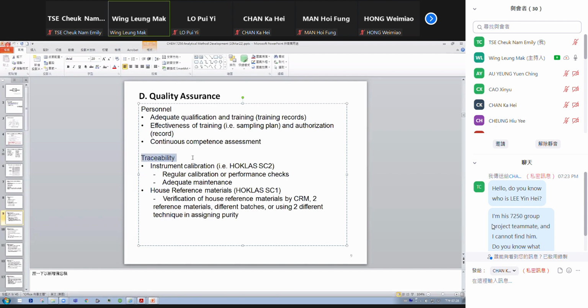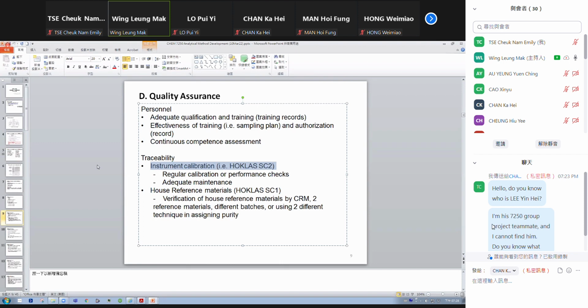Traceability. For traceability of the instrument, we need to use a calibration procedure to ensure the instrument is working properly. In Hong Kong, we also refer to the HOKLAS guideline. This one is the HOKLAS Supplementary Criteria 2, to tell you how to calibrate your instruments.